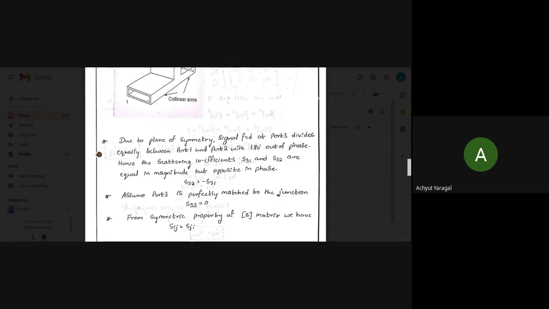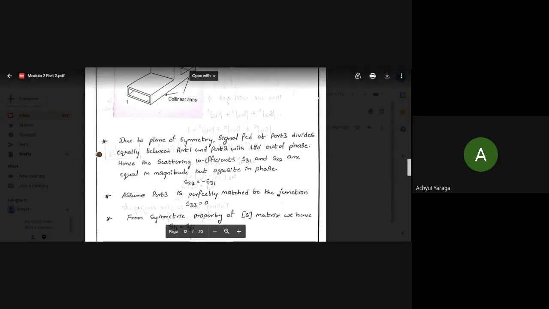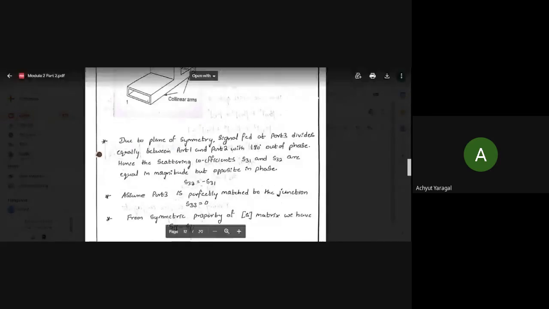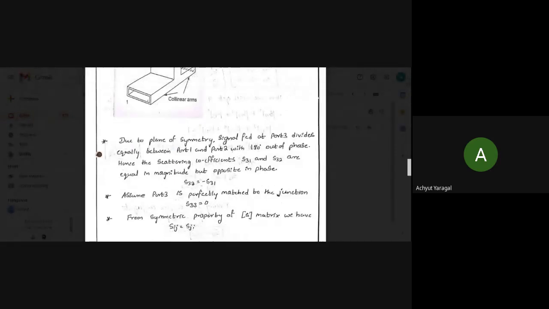Okay. Now we know that the scattering coefficients from port 3 to 1 and 3 to 2 are equal in magnitude but opposite in phase. That is, S32 is equal to minus S31. They are opposite, and that's what the minus sign has been taken here.